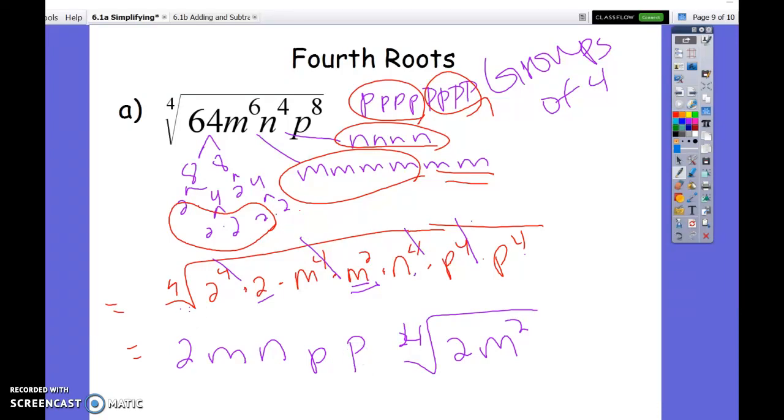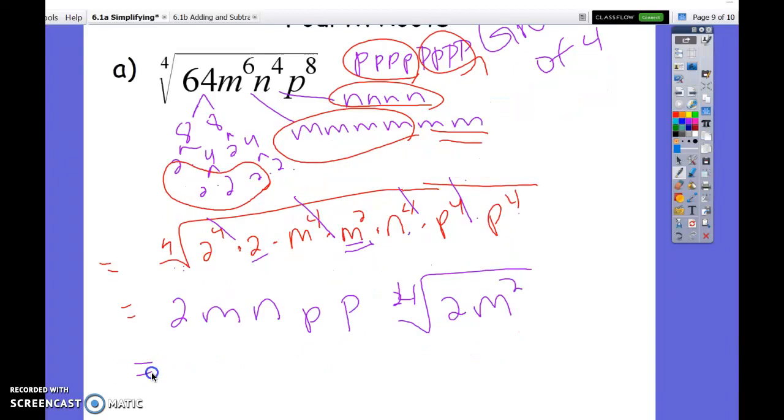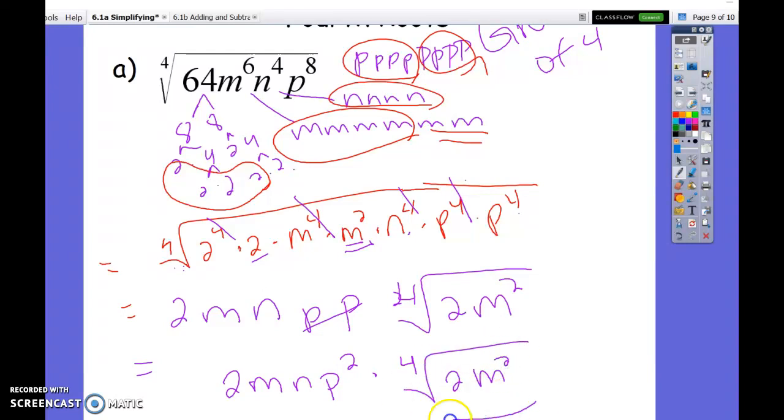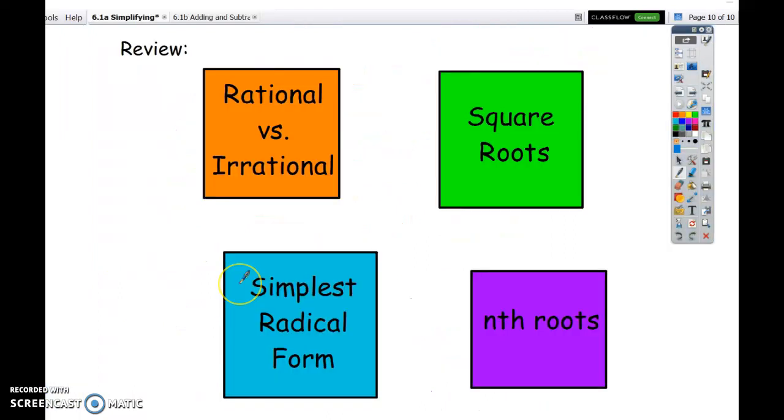So we simplified everything. The very last thing we can do here is to write this as p squared. So we'll have 2 times m times n times p squared times the 4th root of 2 times m squared. And that, my friends, is our answer.